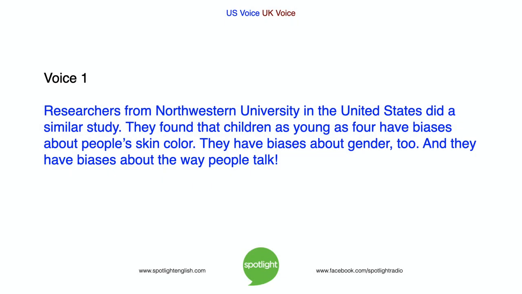Researchers from Northwestern University in the United States did a similar study. They found that children as young as 4 have biases about people's skin color. They have biases about gender, too. And they have biases about the way people talk.